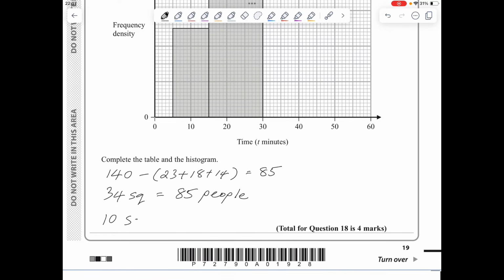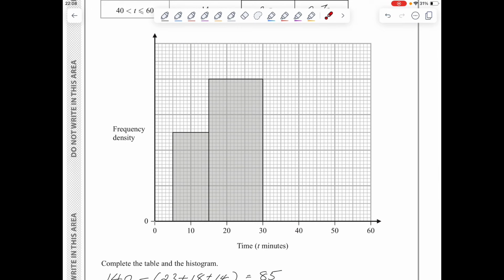Hence 10 squares, which corresponds to this bar here, is equal to, and then just cross multiply 85 times 10 over 34 will give me 25 people. Thus the area of this bar here must be 25. The width is equal to 10, so the height of this bar must be 2.5, so that the area is 25. So now if I put a 2.5 here, this is enough to enable me to complete the vertical axis.